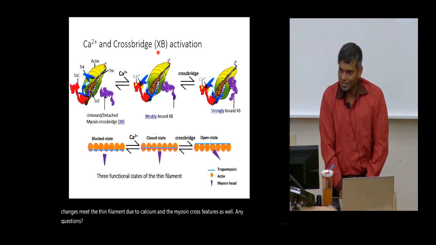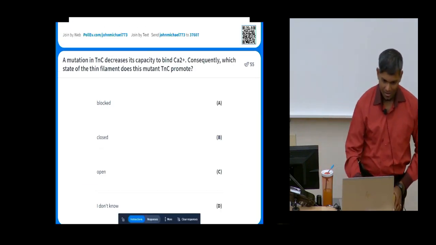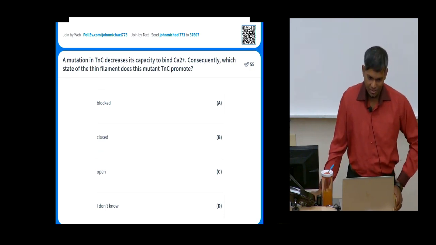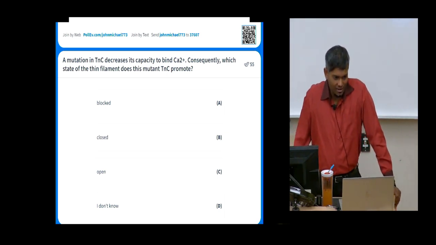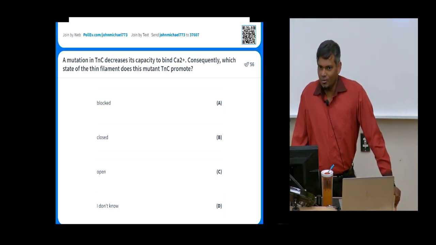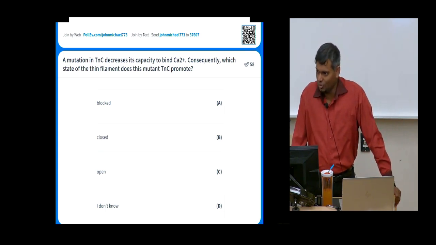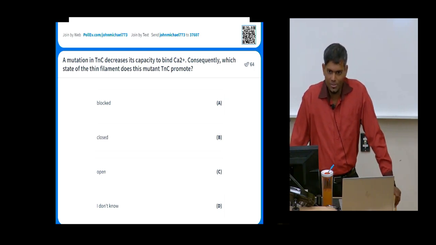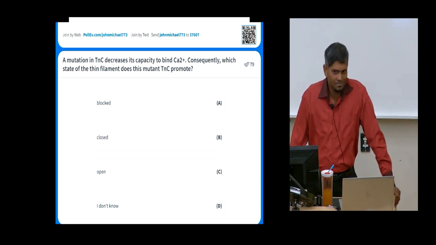Okay, so here is a polling question for you, right? We see that a mutation in troponin C is going to decrease its capacity to bind to calcium. So in such a case, which state of the thin filament is going to be promoted by this mutated TnC? Would it be the blocked state, closed state, or the open state? You can ask your neighbors or turn to your TAs and we'll talk about this.